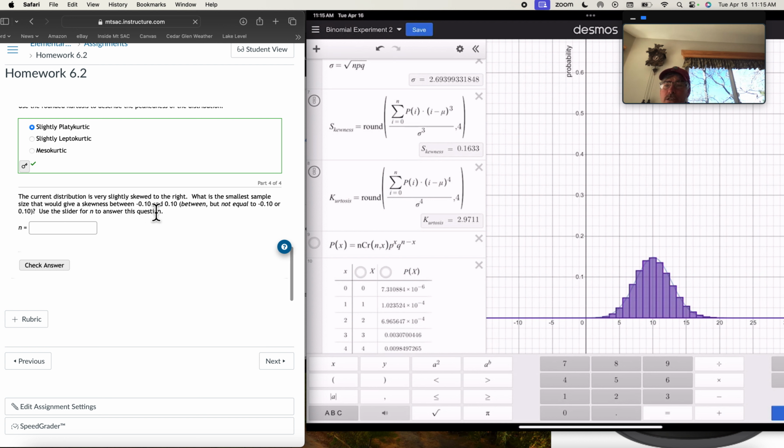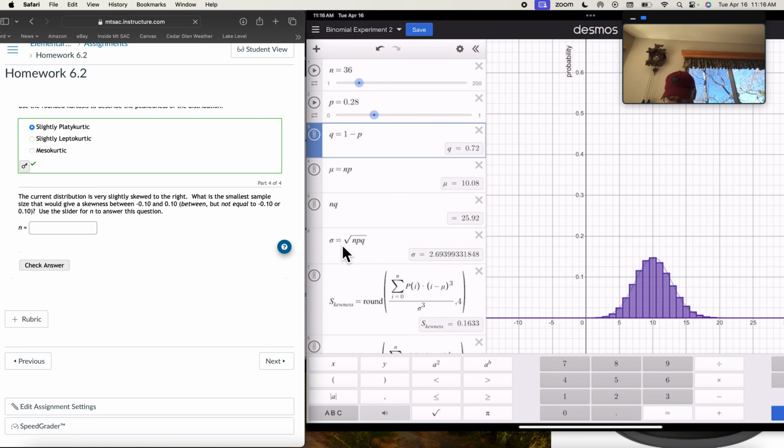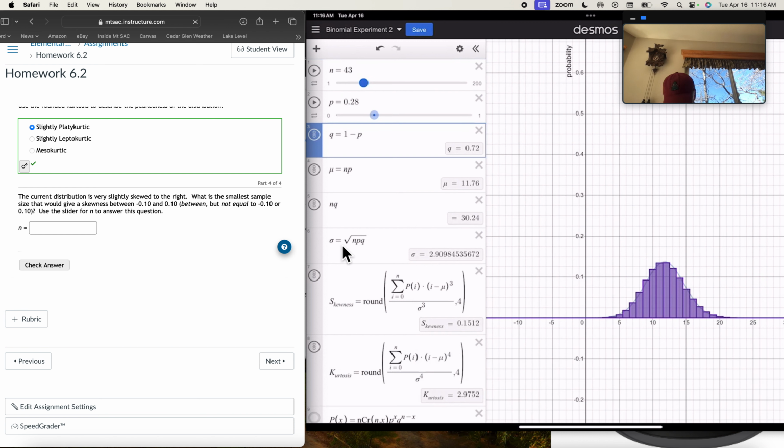I'm looking at the skewness, and I'm going to increase my sample size until the skewness is less than 0.10, basically. So watch the skewness go down as I increase my sample size. The distribution is kind of marching off to the right. There it is. Okay, 0.10. I want it smaller than that, so I'm going slowly. Right there, I had a 0.1. Right there.